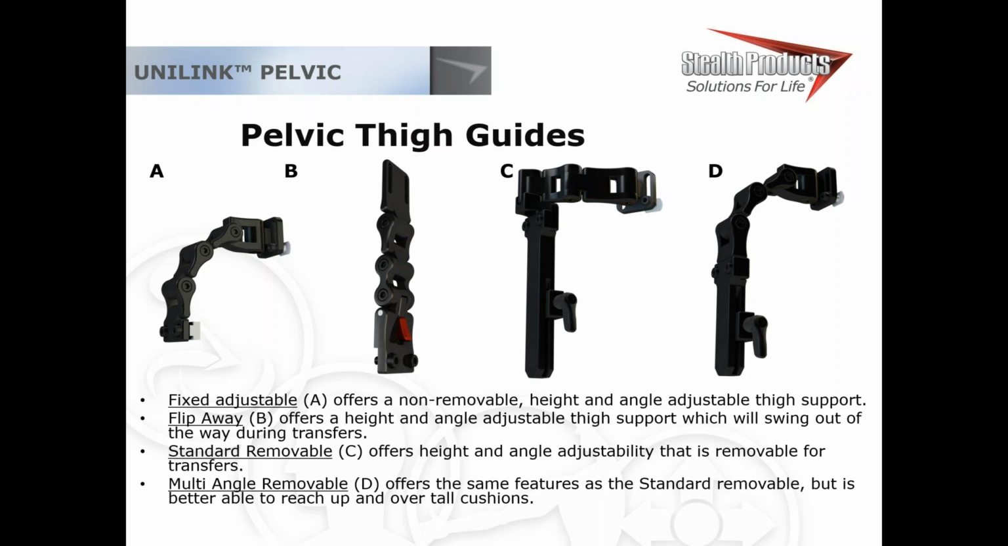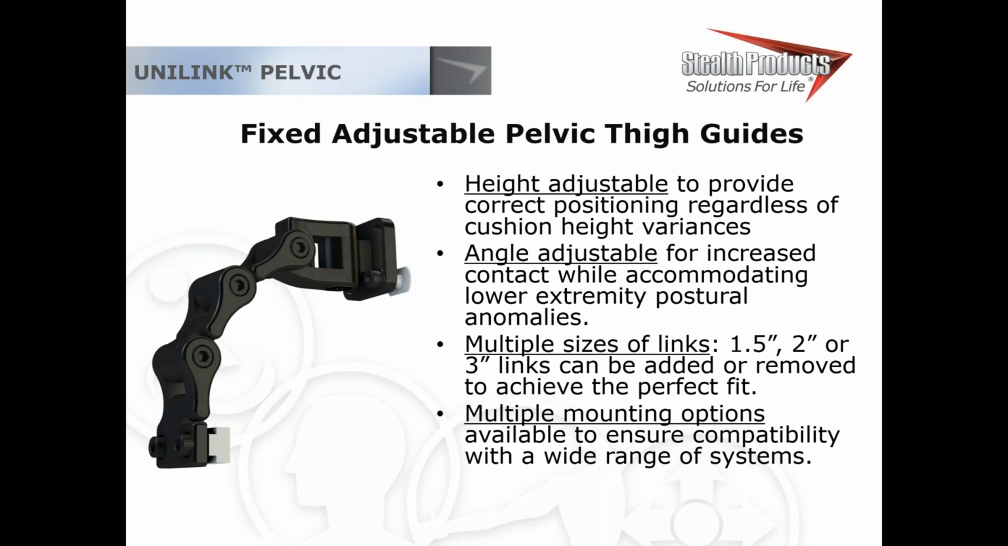We also have one that offers those same things, but does it a little bit differently in the multi-angle. It's going to be able to come up and over taller seating profiles a little easier. Looking at them more in depth here, your fixed adjustable is essentially a multi-angle thigh support with no stem. On all of these hardwares that we're about to talk about, thigh supports and thoracic laterals, you pick your hardware and you pick your mount.